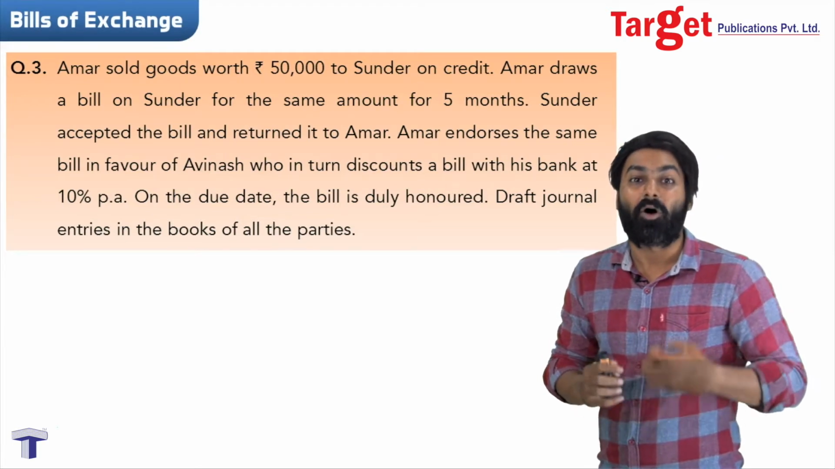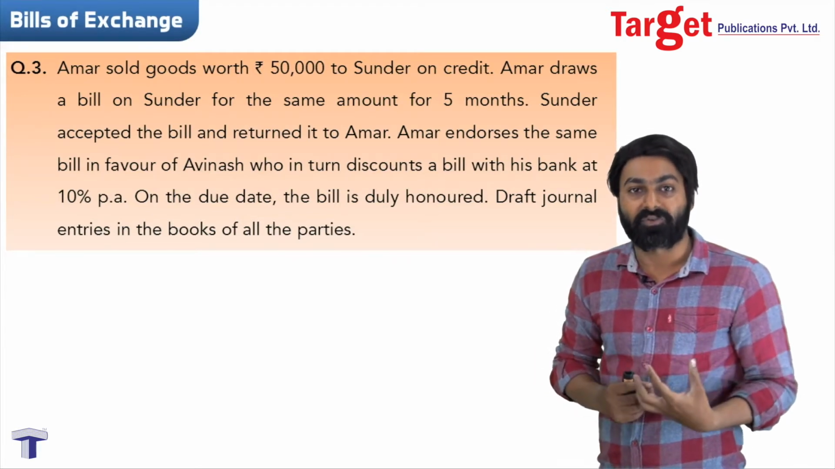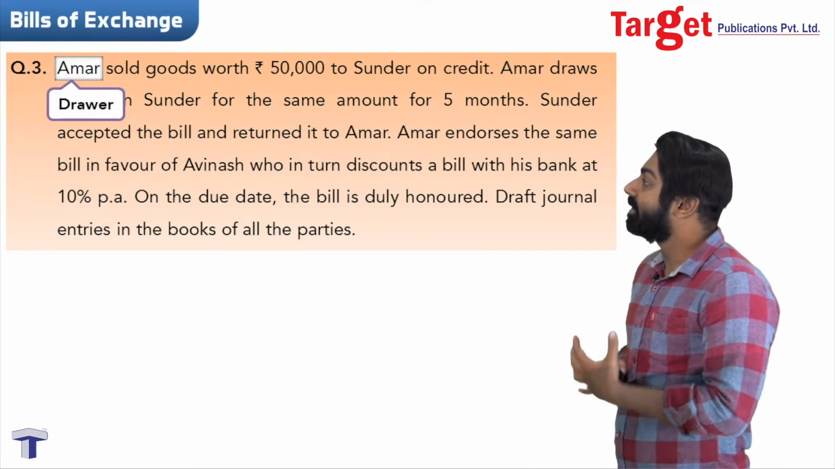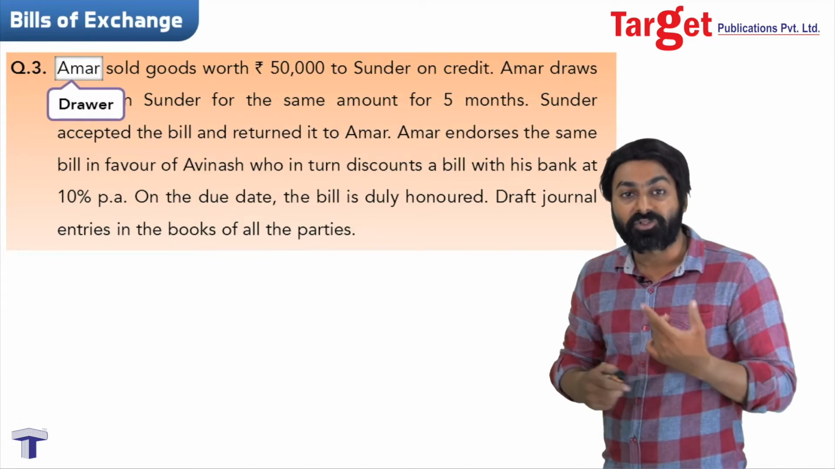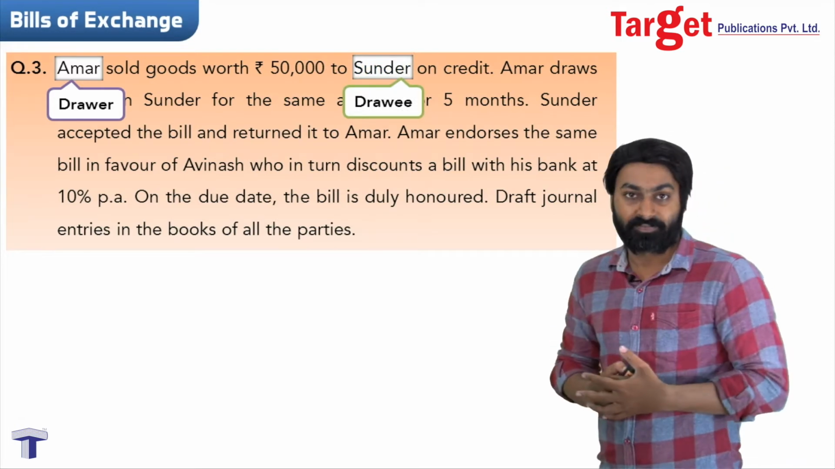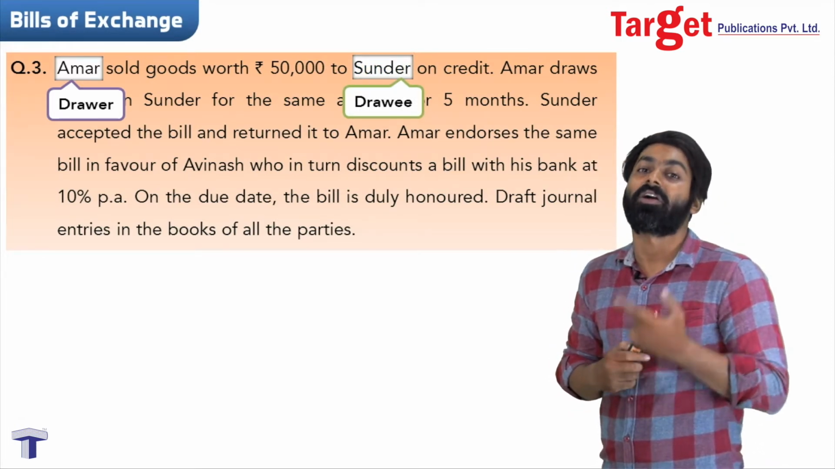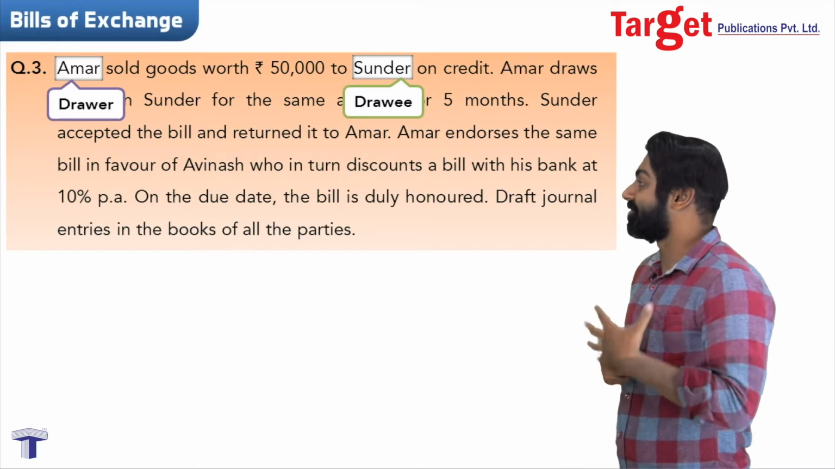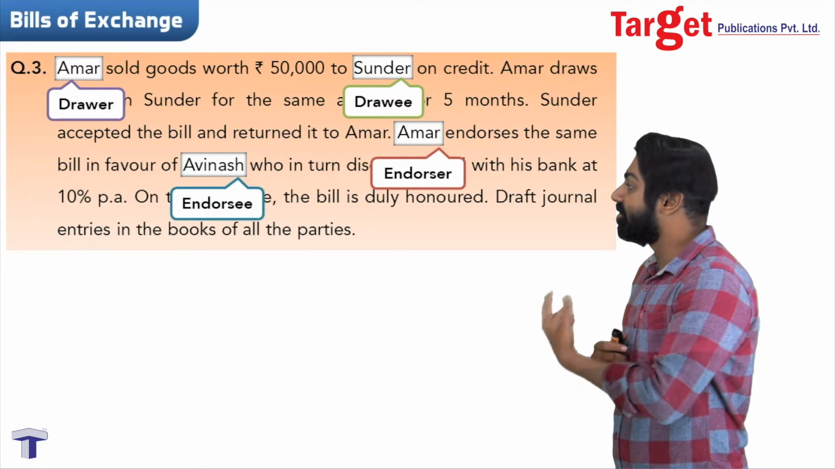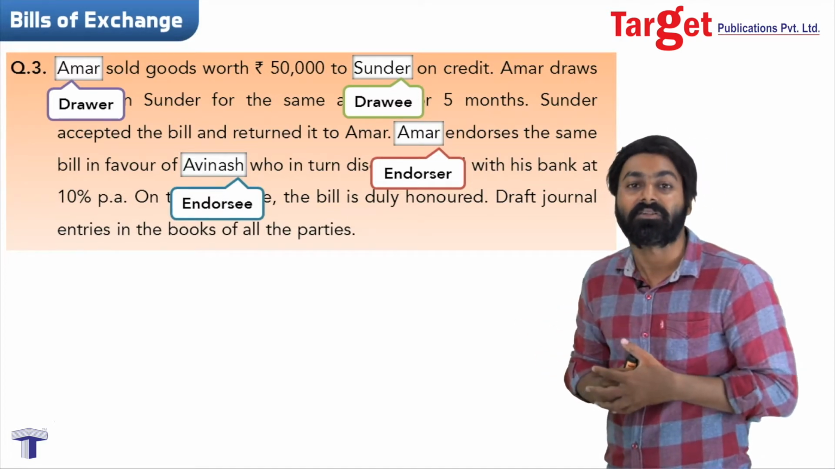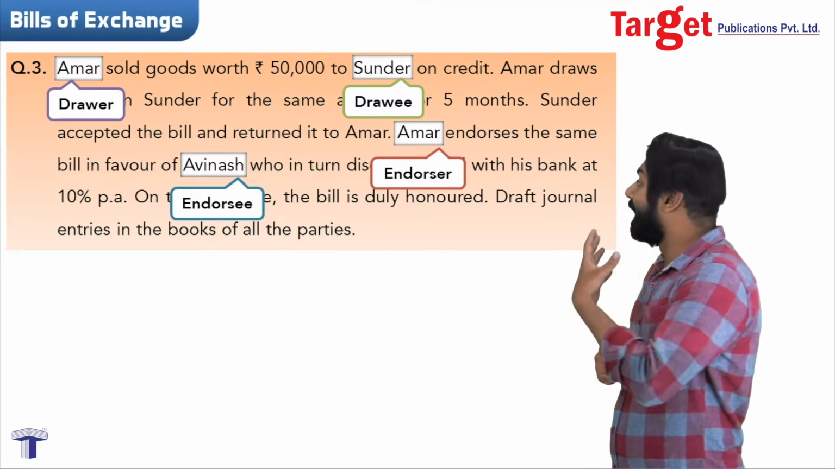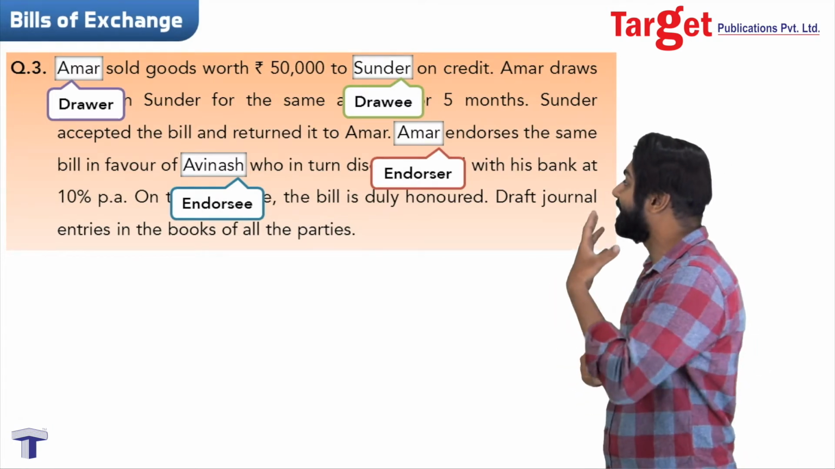Now you must be wondering, all the parties, meaning who? So we have to record entries in the books of drawer. And who is the drawer over here? Amar. We have to also record entries in the books of drawee. Who is the drawee here? Sundar. And also we have to record entries in the books of Avinash. Who is Avinash over here? Avinash is endorsee. Why endorsee? Because endorsee is the person in favor of whom the bill is endorsed. And who is the endorser? Endorser is the drawer himself and that is Amar.